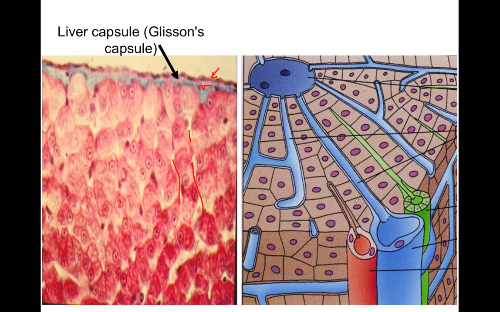So we can see here this hepatocyte. There is anastomosing with the adjacent hepatocyte. The space between them is the area of the sinusoid. As I said, this area is large blood capillaries with large fenestrations and a discontinuous basal lamina.